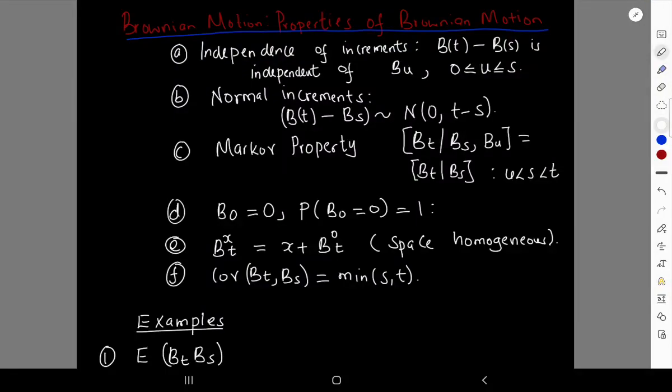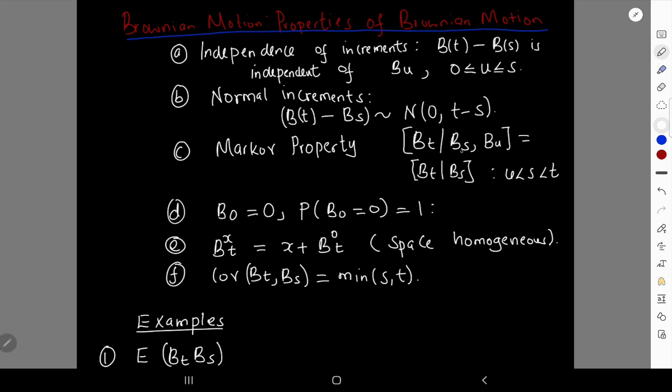This is stochastic calculus, Brownian motion, properties of Brownian motion. The following are listed properties of Brownian motion. We have independence of increments. We have normal increments, that the increments are normally distributed. We have Markov property, that Brownian motion possesses a Markov property.